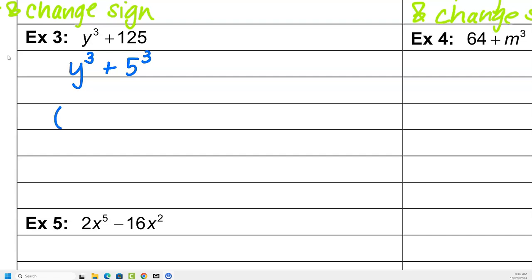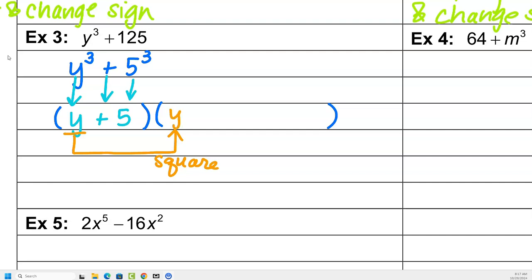So I can rewrite my small group and my big group. Small group is exactly what we have here. Big group, you're going to square the first one, which is y squared. You're going to square the last one, plus 25, and then you're going to multiply together and change the sign.